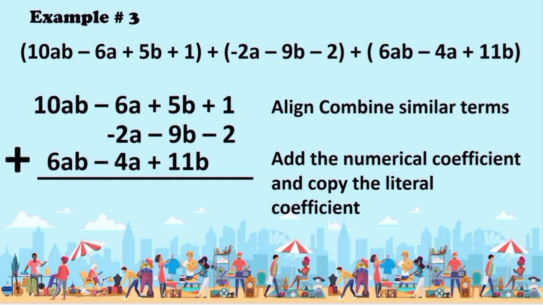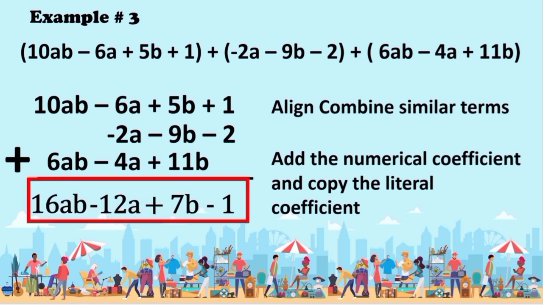1 plus negative 2 is negative 1. 5b plus negative 9b plus 11b is 7b. Negative 6a plus negative 2a plus negative 4a is negative 12a. 10ab plus 6ab is 16ab. Our final answer is 16ab minus 12a plus 7b minus 1.